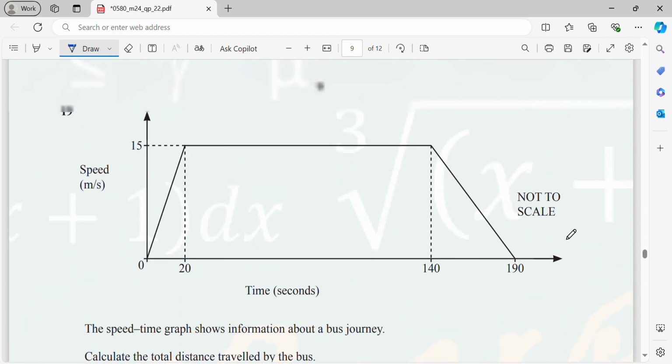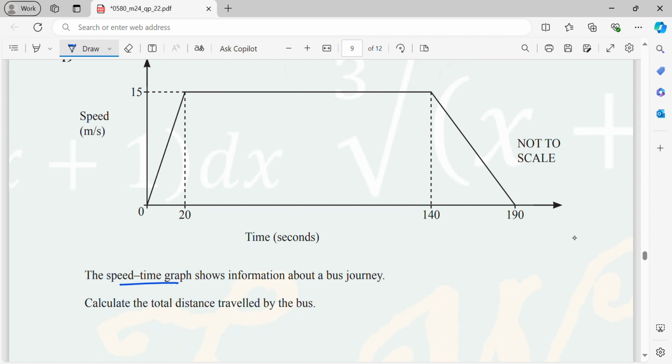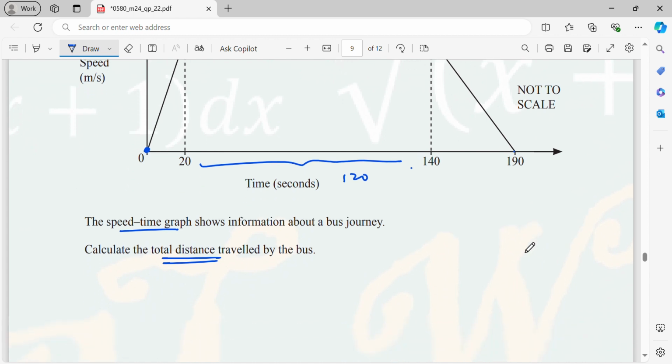Next question, number 19. Okay, the speed time graph shows information about a bus journey. Calculate the total distance traveled by the bus. So for the first 20 seconds, the speed increases from 0 to 15 meters per second. After that, it remains at this speed for 120 seconds. Okay, after that, for the last 50 seconds, the speed drops until 0. That means it slowly stops.